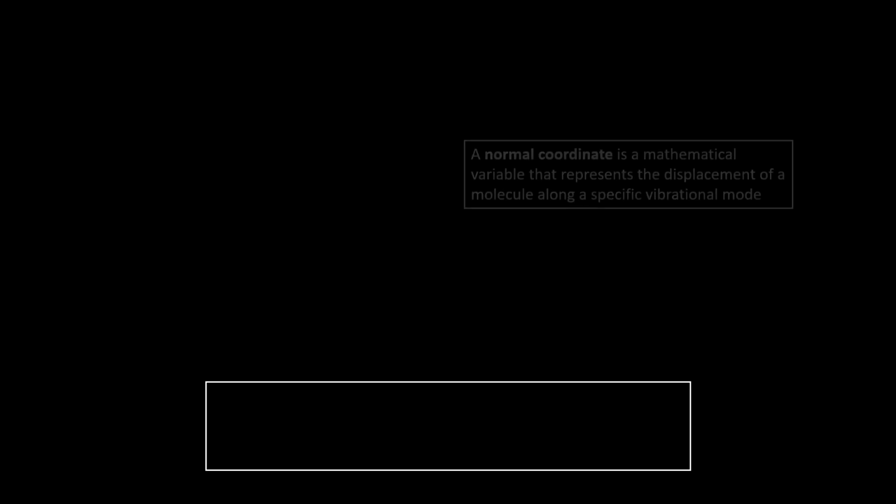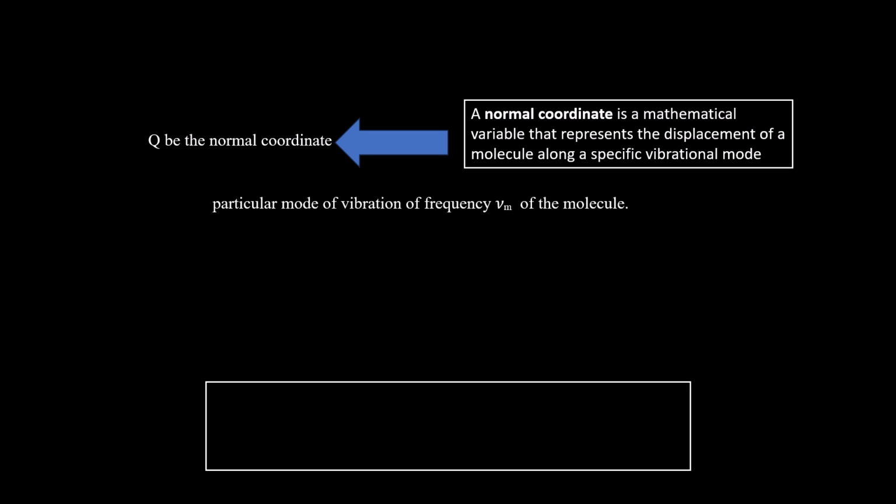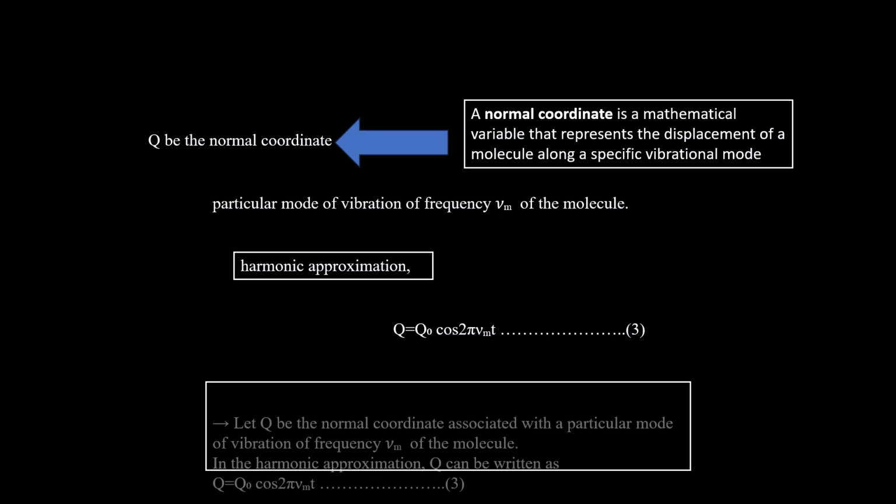Before going to the further details, we must familiarize the normal coordinates. A normal coordinate is a mathematical variable that represents the displacement of a molecule along a specific vibrational mode, which can be represented as q. Let q be the normal coordinate associated with a particular mode of vibration of frequency nu m of the molecule. In the harmonic approximation, q can be written as q is equal to q0 cos 2 pi nu m t. It can be taken as equation number 3.